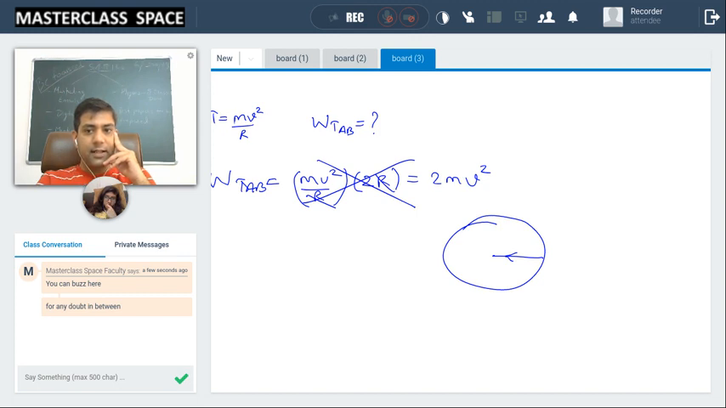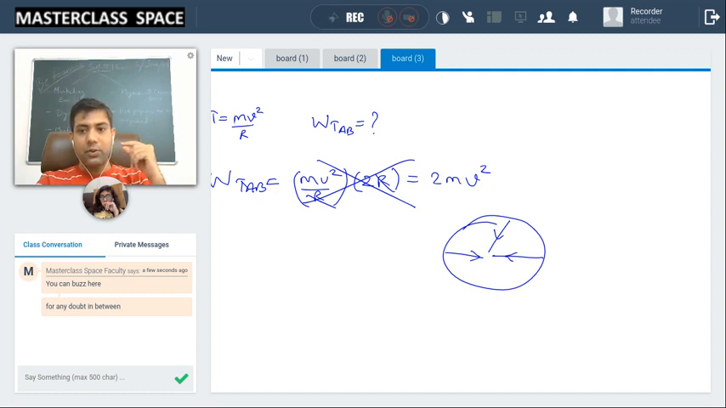In this direction, at this point, the direction was this one. At this point, the direction was this one. At this point, the direction was this one. So the force direction is changing at each point. So force is variable because force is a vector quantity. It is not a scalar. Though it is mv square by r, magnitude is same, but direction is changing. So I cannot use this one.